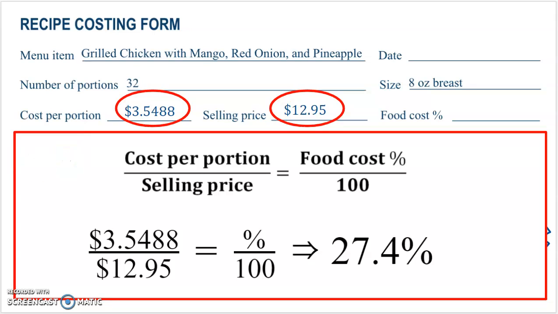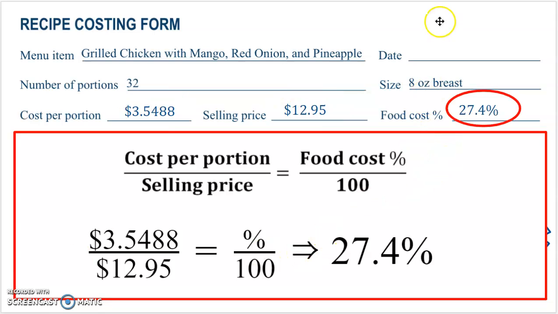The next thing we want to do, in this case, we decided on a selling price, $12.95, and we want to find out what our food cost percent is. So we use our food cost percent formula, plug in the cost per portion and the selling price, solve our proportion formula like usual, and we come up with 27.4% food cost. That goes up there, and we're now finished filling out the recipe costing form.